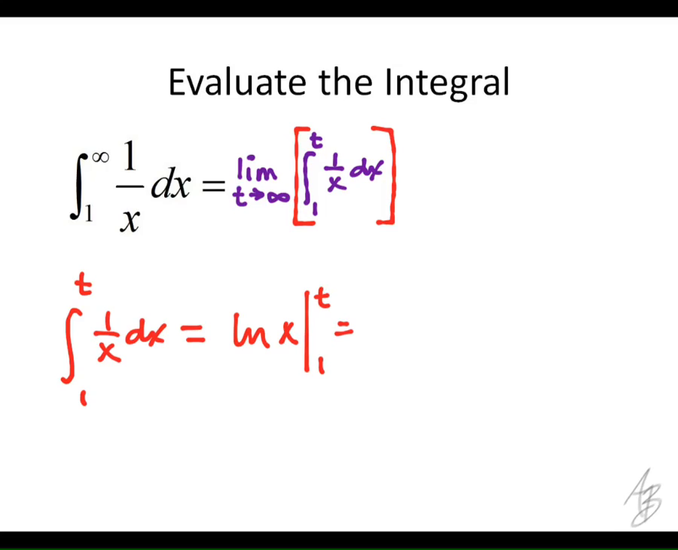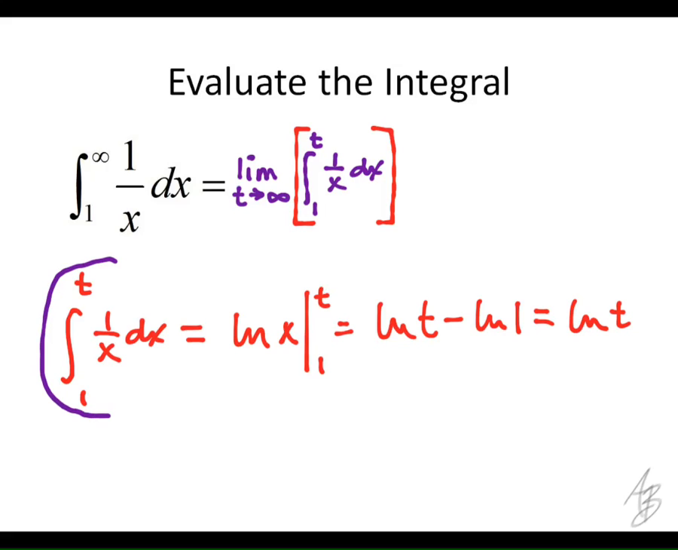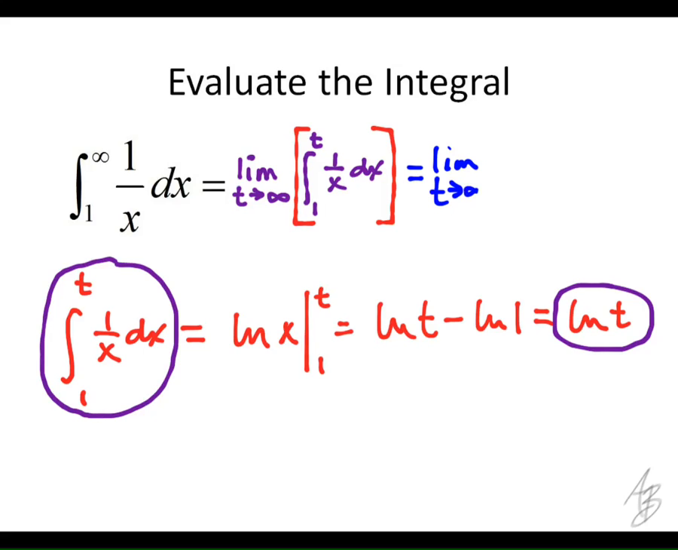So what do we get here? Natural log of t minus natural log of 1. What's the natural log of 1? That's 0. So we just get the natural log of t, right? So what we did here is we said this definite integral is equal to this. So now I can come back up here and rewrite the problem, and now we're trying to find the limit as t approaches infinity of the natural log of t. Because remember, this integral here is equal to the natural log of t.